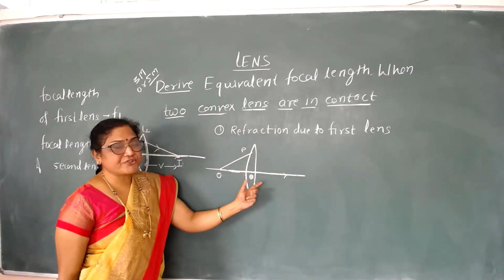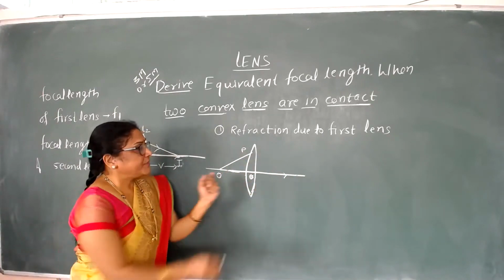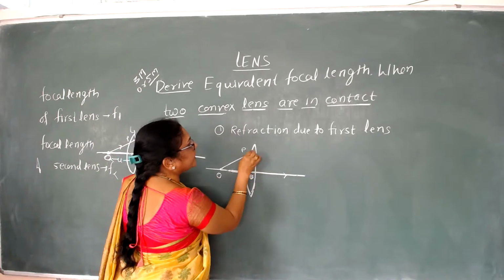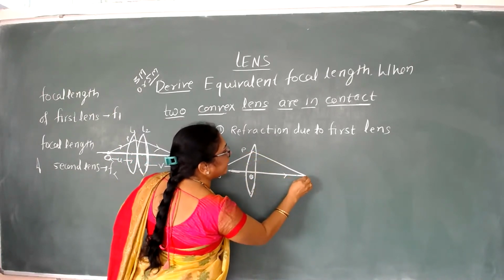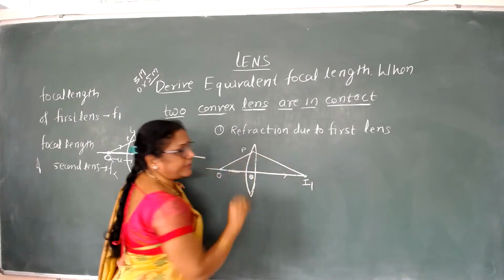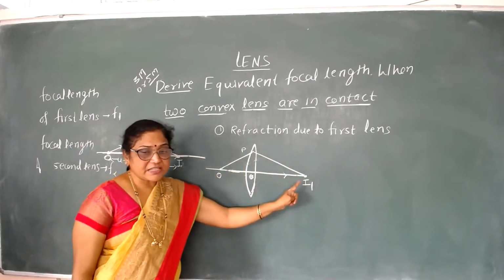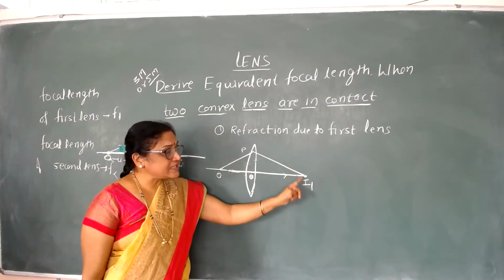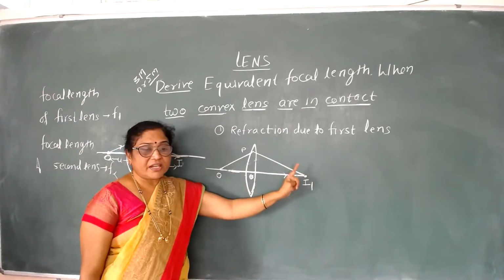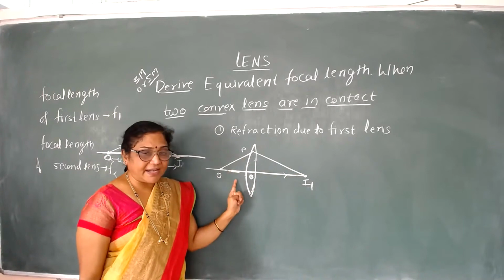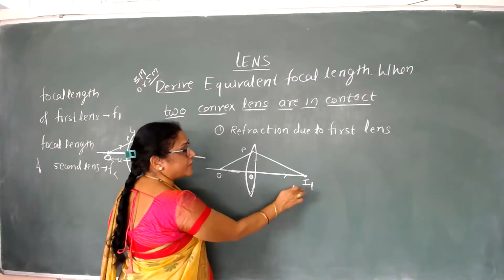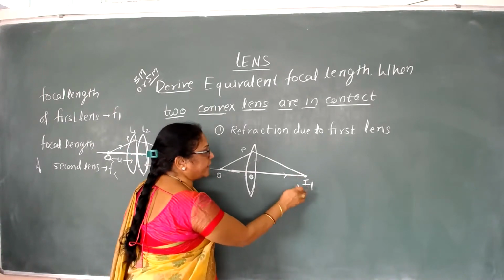So after refraction, we have got the image. Here the ray of light is incident on the lens, and the ray of light is refracted, and we have got the image. But this image is not the final image. This image is found due to one lens. So here, this image is not a final image, so we give it the name I1.